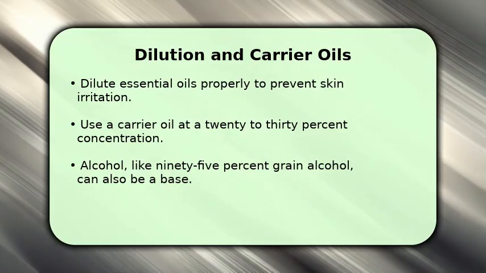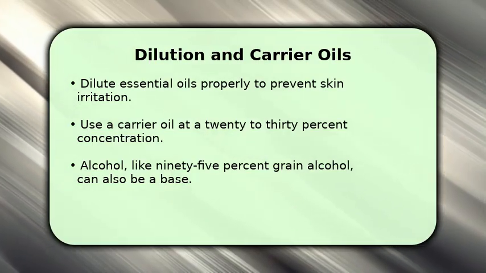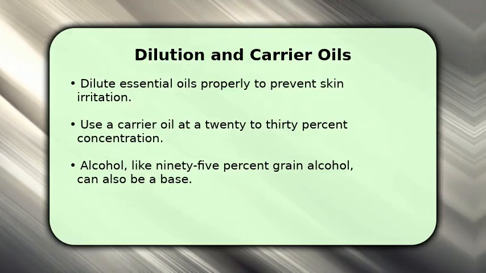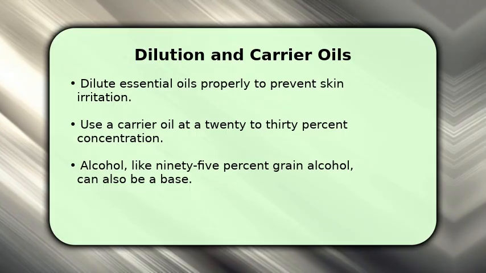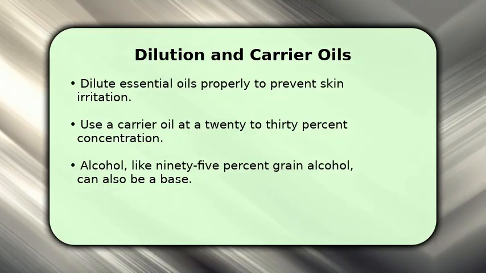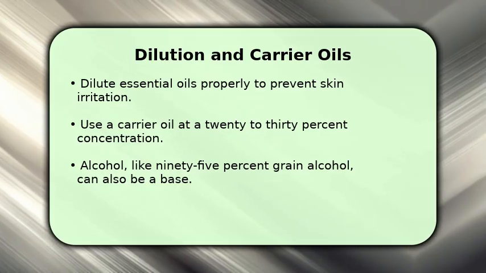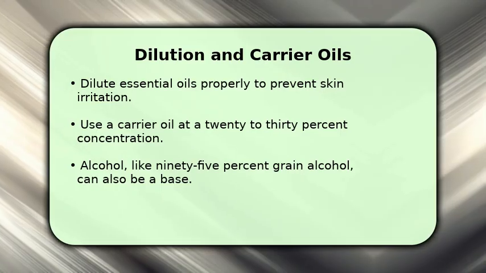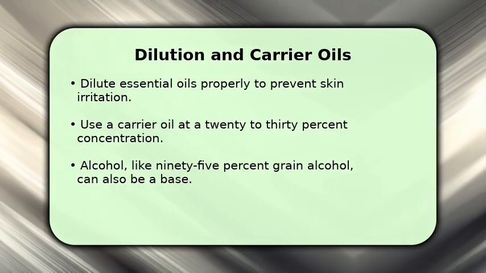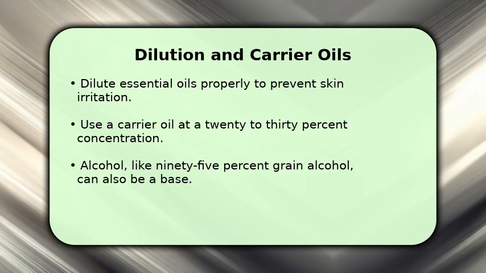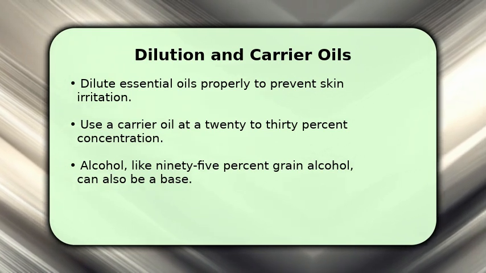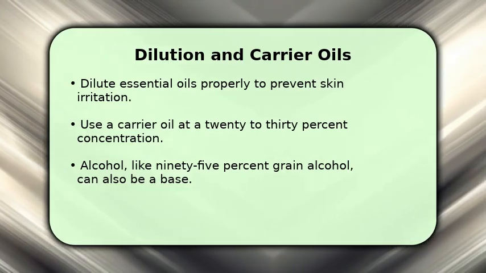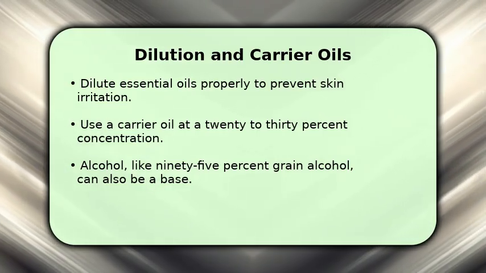Proper dilution is essential for safety and scent longevity. Essential oils are potent and must be diluted to prevent skin irritation. A common ratio is 20 to 30% essential oil blend to 70 to 80% carrier oil. Jojoba oil is excellent as it's stable and odorless. Alternatively, 95% grain alcohol can be used as a base, allowing the perfume to spray and diffuse more broadly. Always ensure your chosen carrier complements your essential oils without overpowering their natural aroma, creating a harmonious blend.